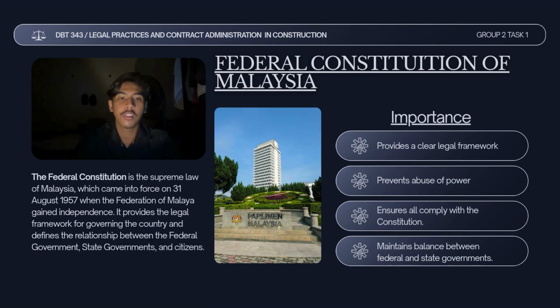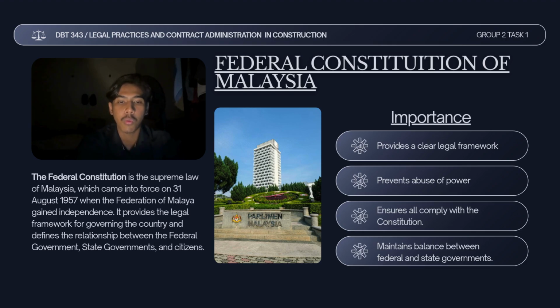What is the Federal Constitution? The Federal Constitution is the supreme law of Malaysia. It came into effect on 31st August 1957 when the Federation of Malaya gained independence. The Constitution is important because it provides the legal framework for the country. It explains the powers and responsibilities of the federal government, state government, and citizens. It also established the three branches of government, which are the executive, legislature, and judiciary.